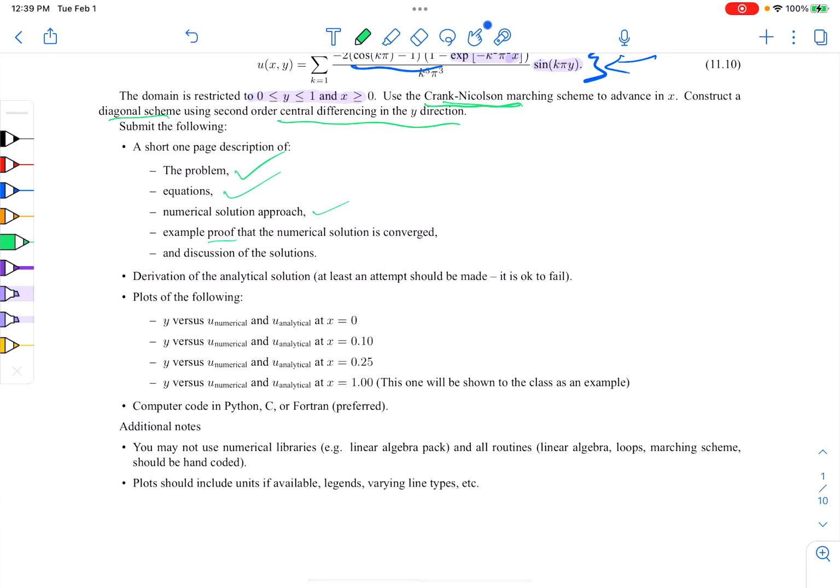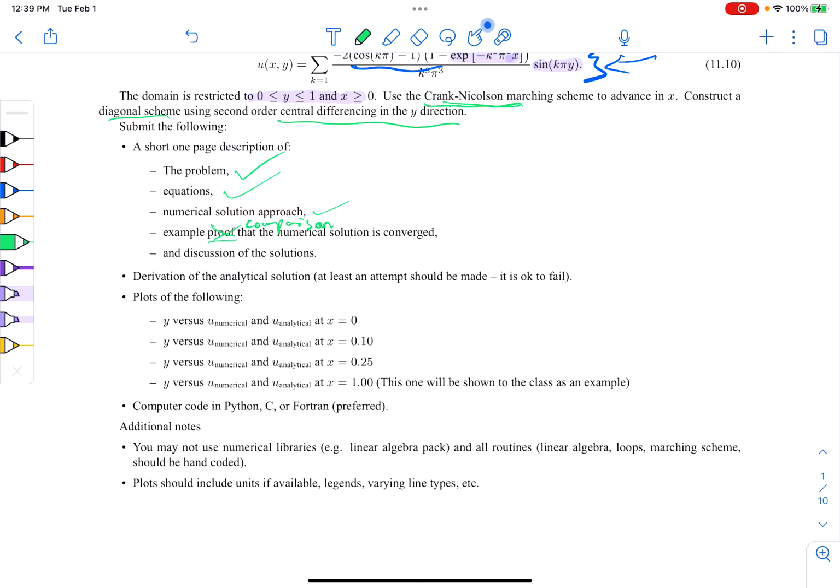This isn't really a formal proof. Maybe I should have said comparison. And what does that mean? To demonstrate convergence in this case, I would maybe use a grid independence test, right?